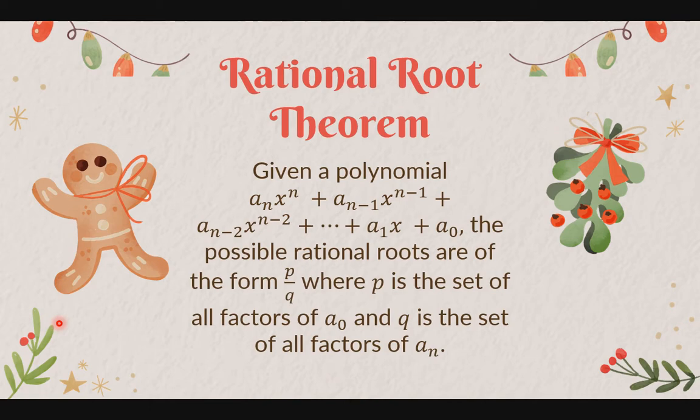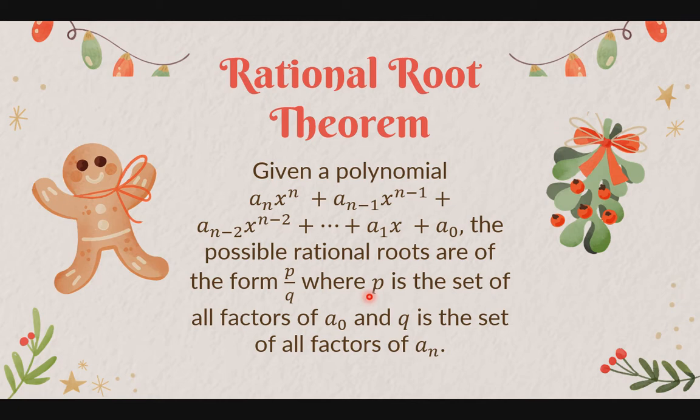Given a polynomial a sub n, x raised to n plus a sub n minus 1, x raised to n minus 1 plus a sub n minus 2, x raised to n minus 2 plus and so on until a sub 1 x plus a sub 0. The possible rational roots are of the form p over q, where p is the set of all factors of a sub 0 or the constant term, and q is the set of all factors of a sub n.